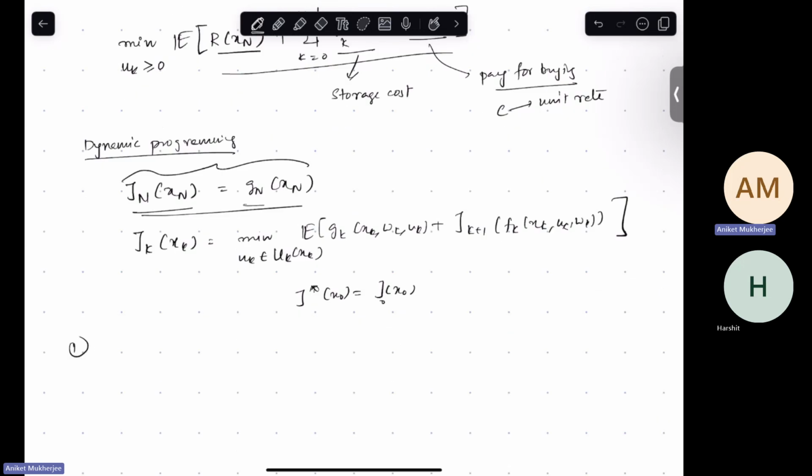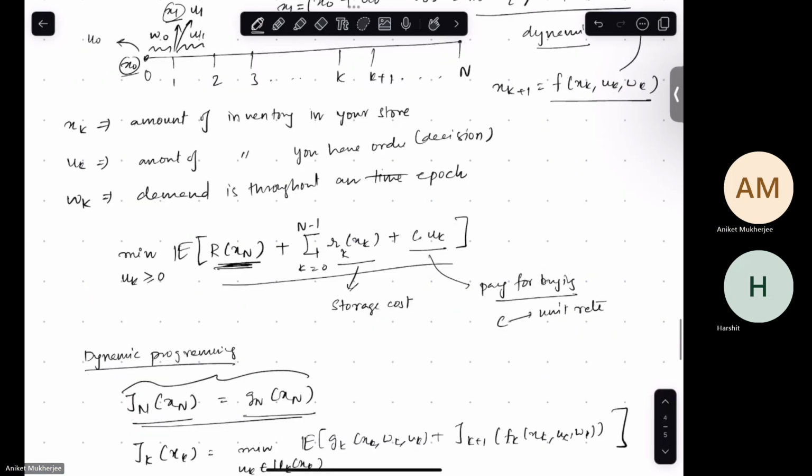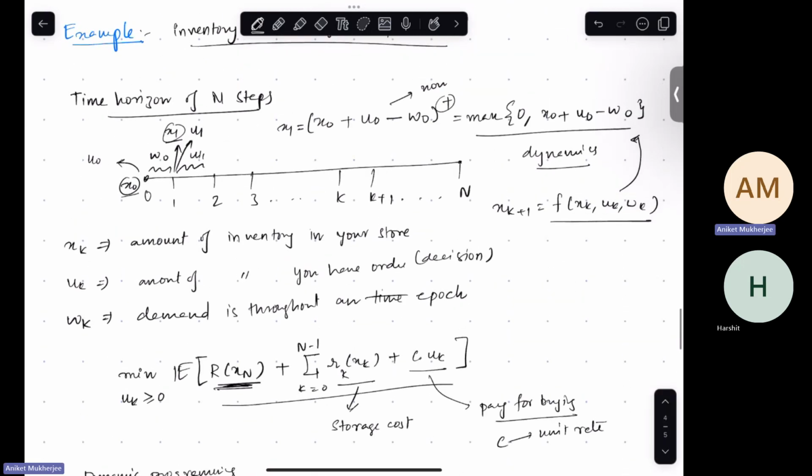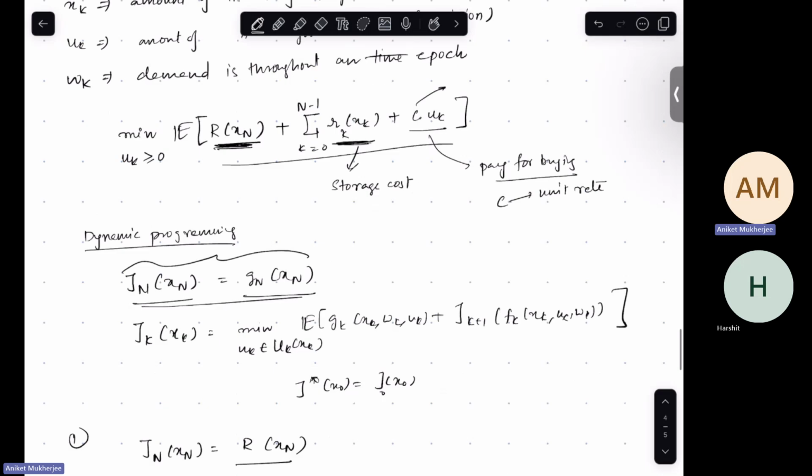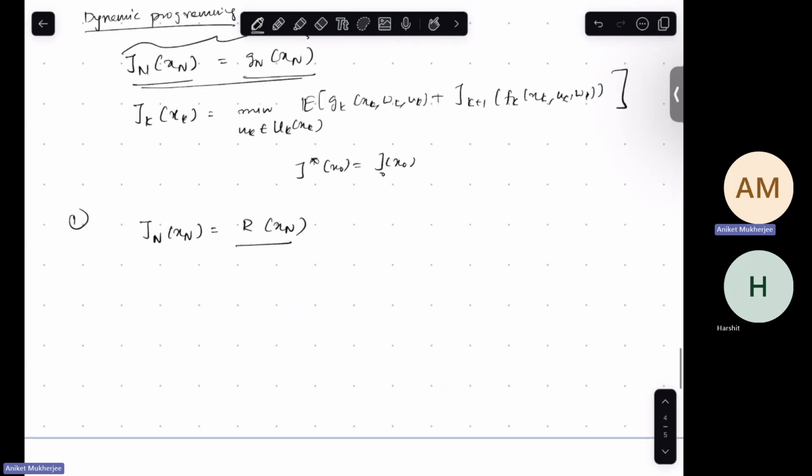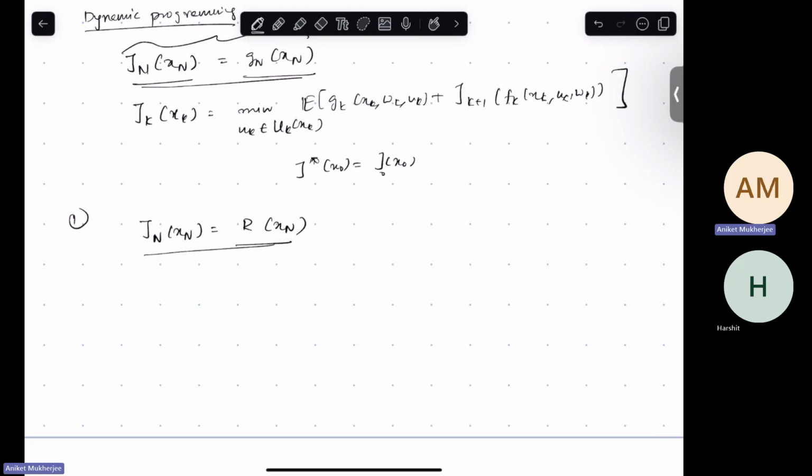Your J_N(x_N) is your terminal cost. So you know this terminal cost function. So the first step is J_N(x_N) equal to R of x_N. Now, what is this R? I have not yet defined it here. This is just a general way. But tomorrow when we do the inventory control problem again, I'll define what this function is. We'll take some values there and we'll see what sort of closed form solutions you get from those. So your first step is done.